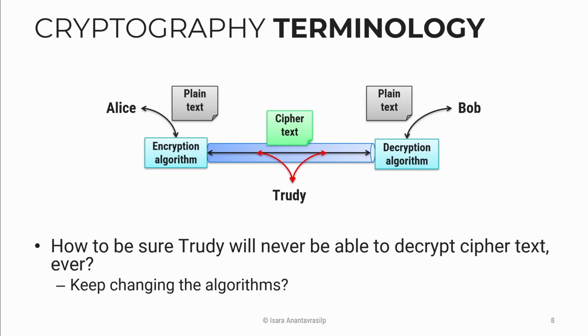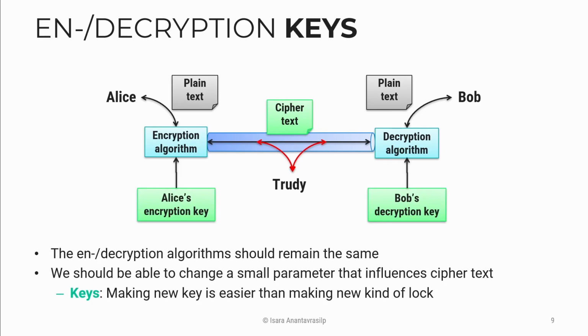Or you can do something a little bit easier: instead of changing the algorithm or the lock itself, we can change what we call the key. The lock would be the same, but we're going to change some small information that Alice and Bob agreed upon. Without changing the entire mechanism, we are going to keep the encryption and decryption algorithm the same. We change the key. Of course, changing the key is easier than changing the entire mechanism.